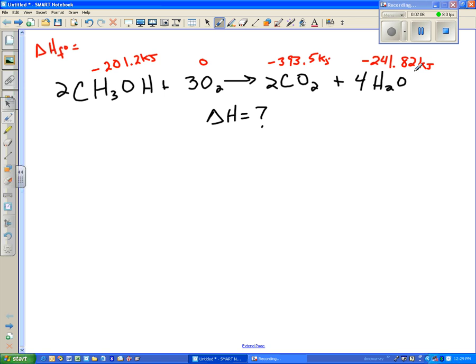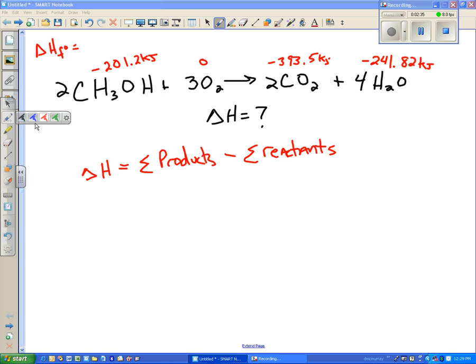Now we have this equation that will say our delta H equals the sum of our products minus the sum of our reactants. And we have some reactants, we have some products. We do have to be careful to honor the coefficients that are in front of everything. Hey, let's change colors again. Why not? So our products happen to be CO2 and H2O.